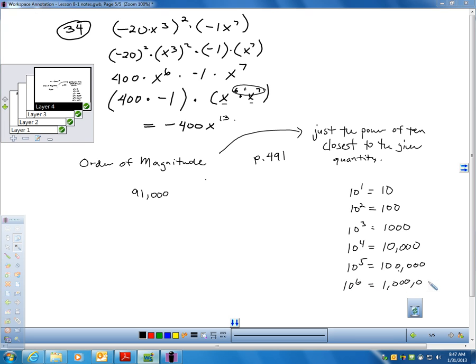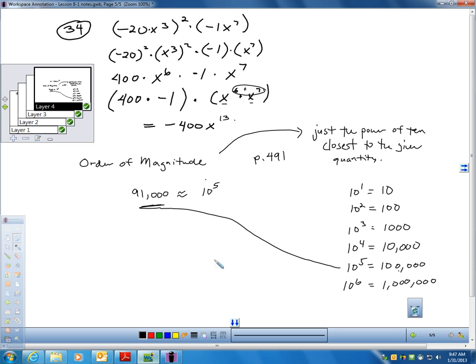So when they want the order of magnitude, like for this example, there's 91,000 insects in the United States. The order of magnitude for the number of insects in the United States would be which of these numbers is closest to that? Well, it would be 10 to the fifth, because 10 to the fifth is the closest power of 10 to 91,000. That's all order of magnitude means.